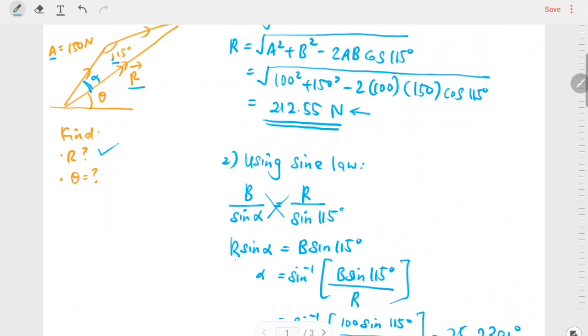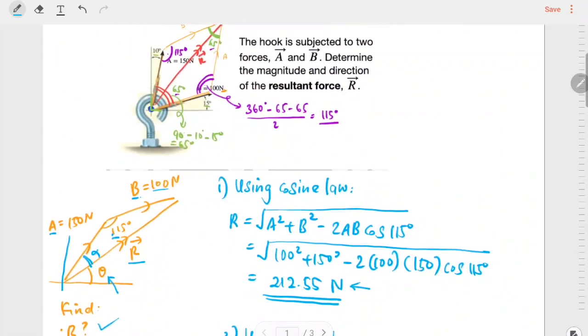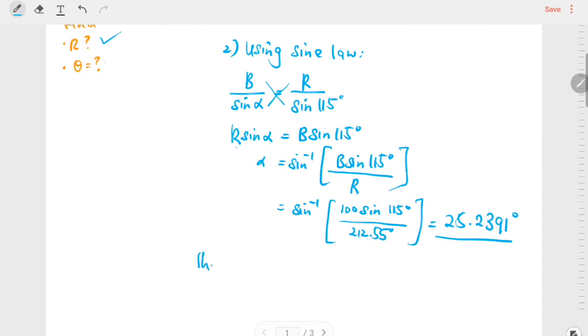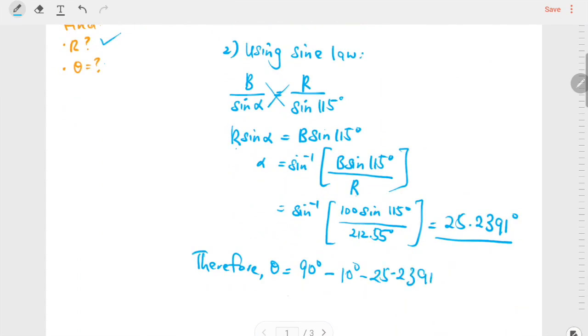Is that the angle that we want? No, not really. We want to know the angle of the resultant force, which is theta. Now we know that the angle between the x-axis and y-axis is definitely 90 degrees, and the angle on the upper part is 10 degrees, and you already calculated the angle alpha. So we can easily obtain theta by subtracting: 90 degrees minus 10 degrees minus the alpha that we calculated earlier. Just use your calculator and you will get the angle of the resultant force to be 54.76 degrees from the x-axis. Okay, dah siap.